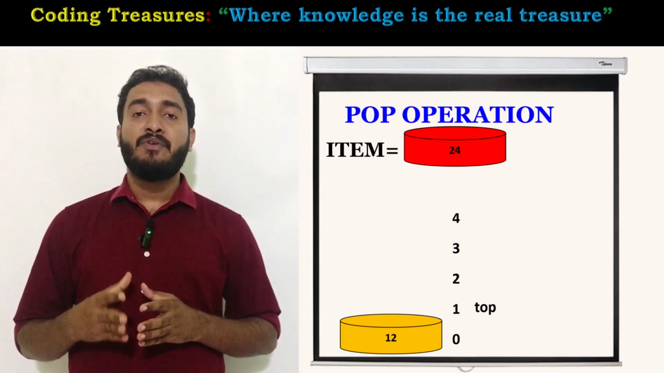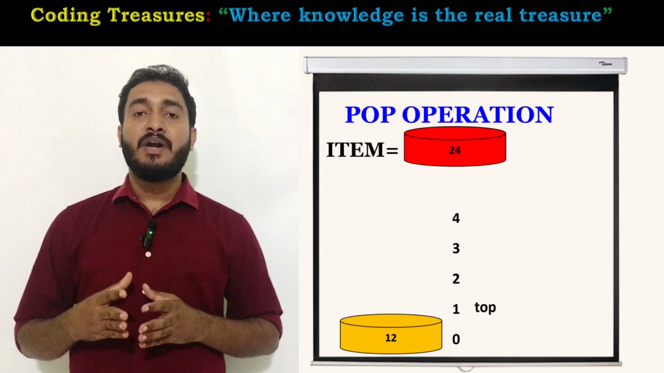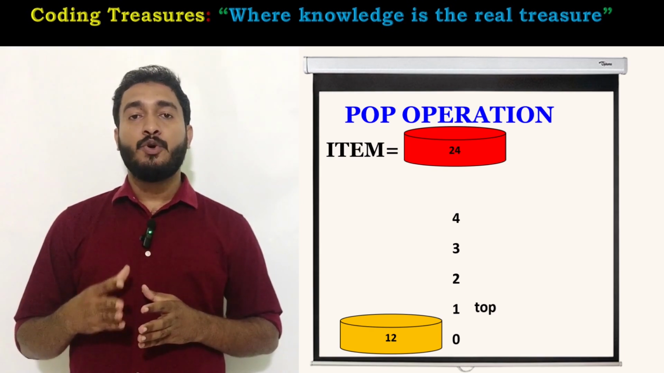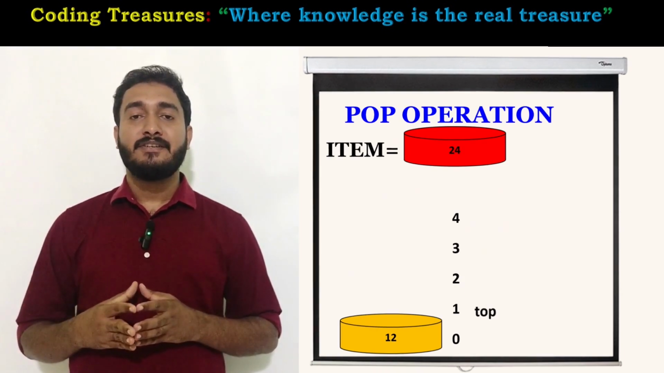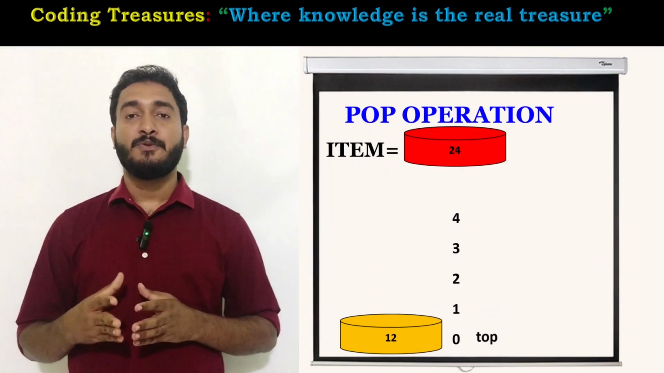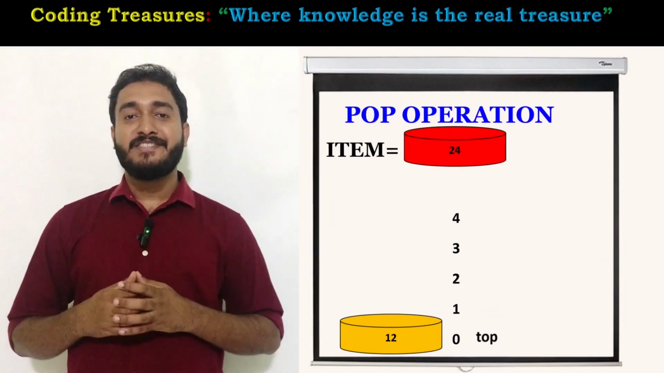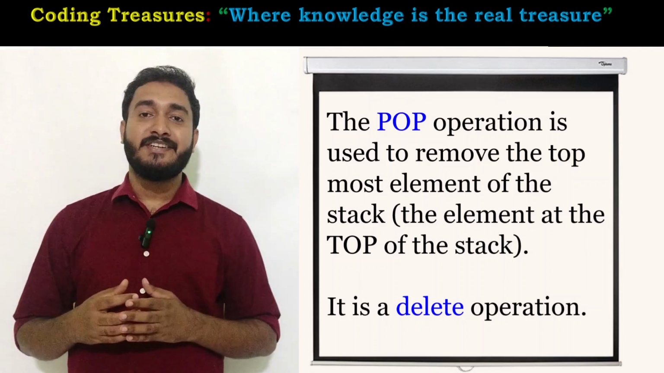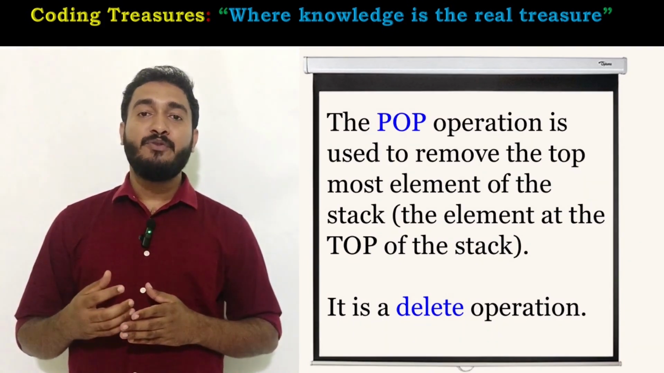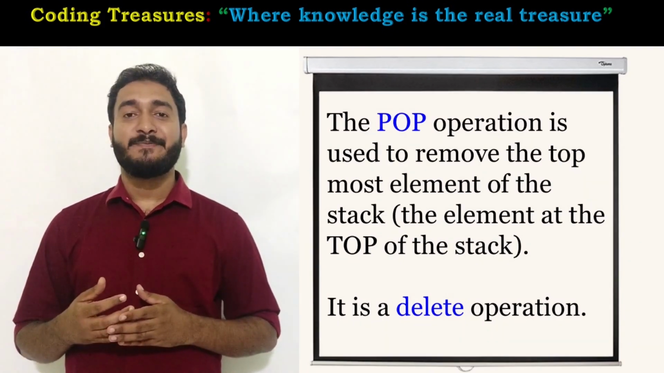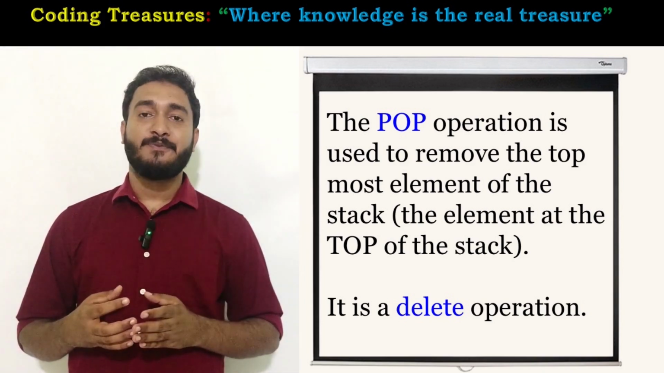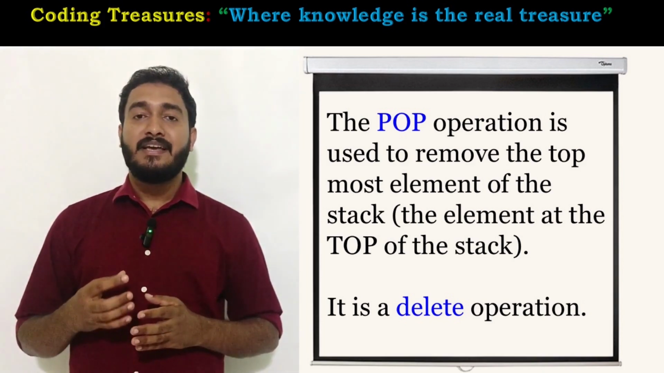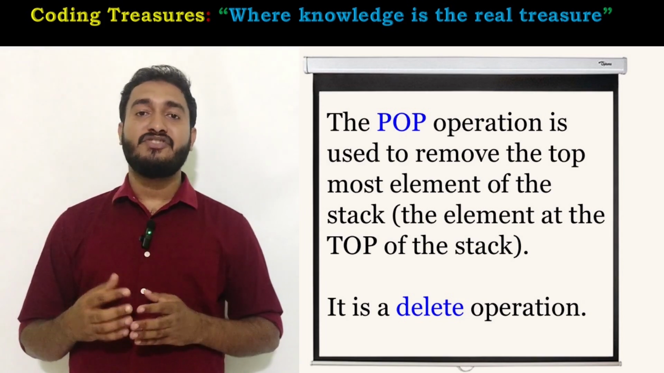Okay, now there is only one element in the stack. So what will be the value of top? Top should be decremented. So now the value of top is 0. Then what is pop operation? The pop operation is a process of removing an element from the stack. It is a delete operation. Why? Because it deletes an element from the stack.